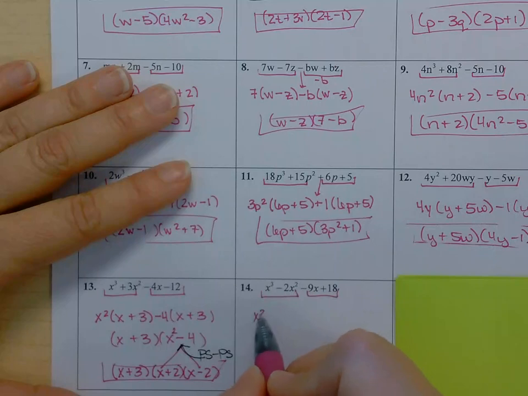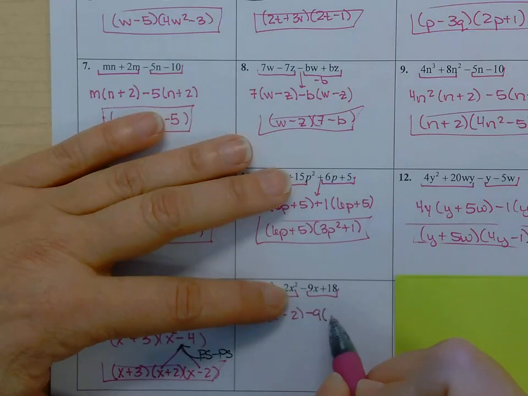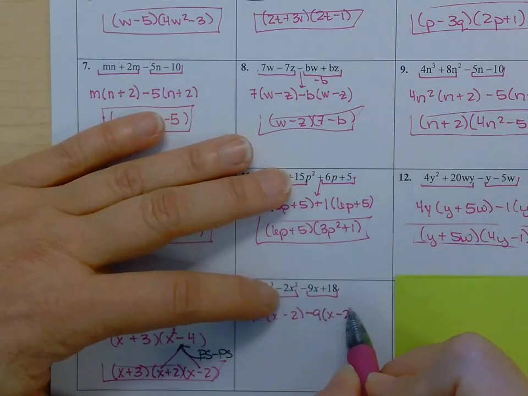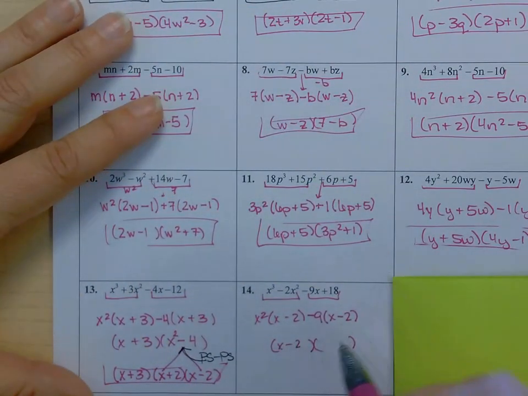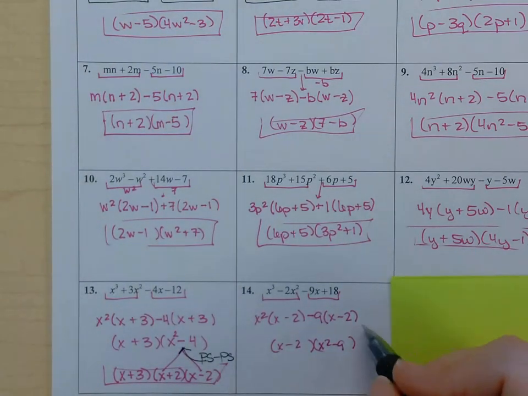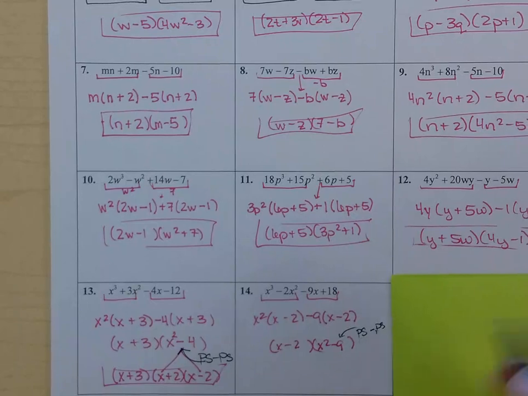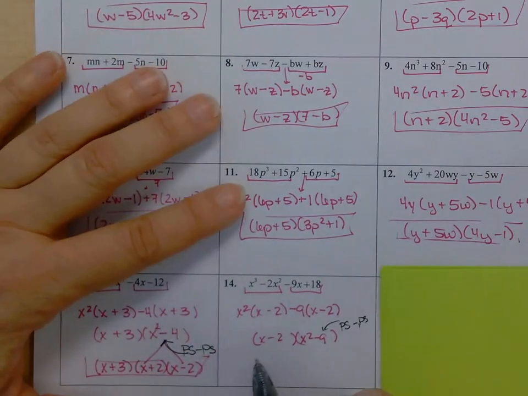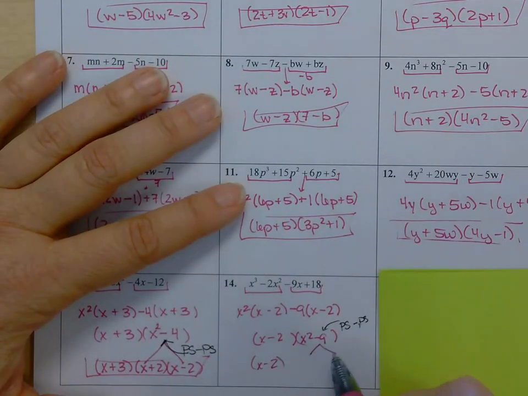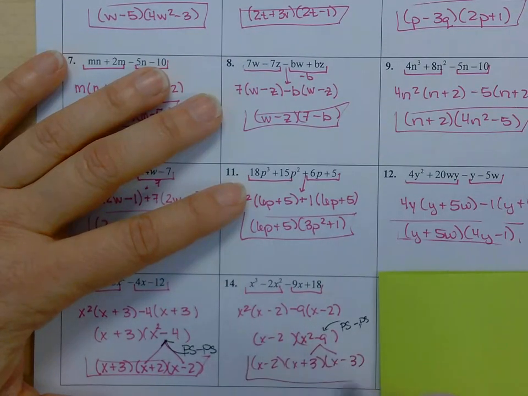So in the first 2 terms, x squared is the GCF. And the second 2 terms, minus 9 is the GCF. And when you make your 2 sets of parentheses, x minus 2 goes in one of them, and x squared minus 9 goes in another one. Now, this is a perfect square minus a perfect square. By the way, it has to be minus. If this were x squared plus 9, you can't do anything to it. So I leave the x minus 2, and I factor the x squared minus 9, and get x plus 3, x minus 3.